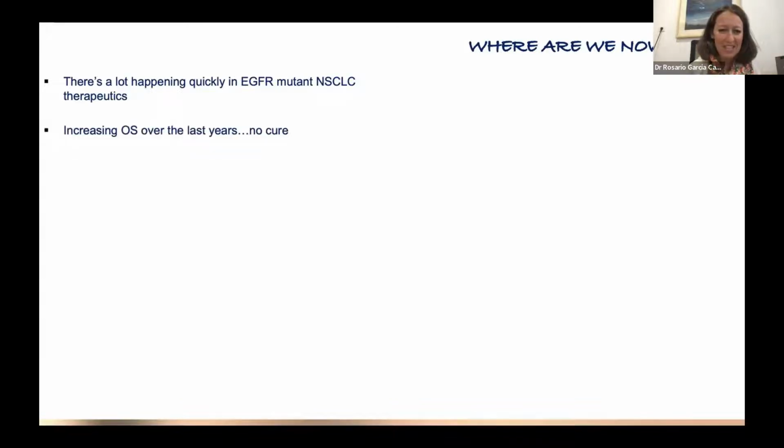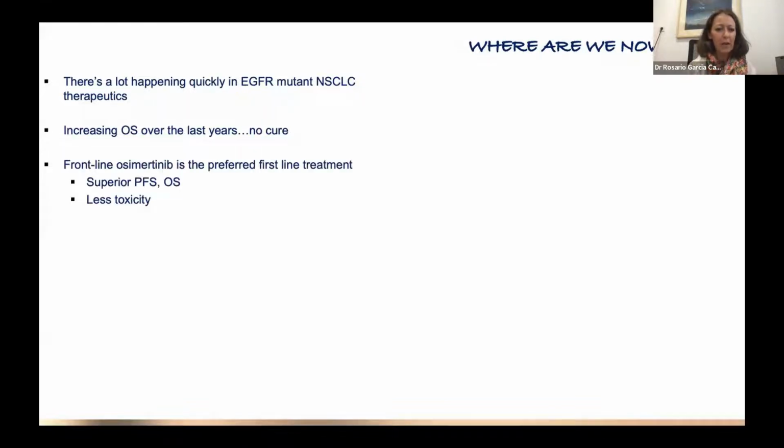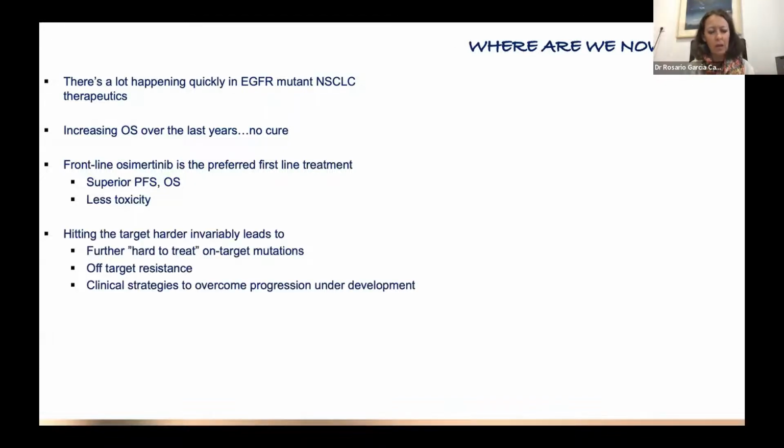So, very last messages. There is a lot happening quickly in the EGFR mutant non-small cell lung cancer field. The truth is that we have improved the outcomes over the last years, but we are far from cure. I don't know if this should be our goal, but as I mentioned, I think we are far from cure. Frontline osimertinib is the preferred first-line treatment today after showing superiority in terms of progression-free survival, overall survival, and a very good toxicity profile.